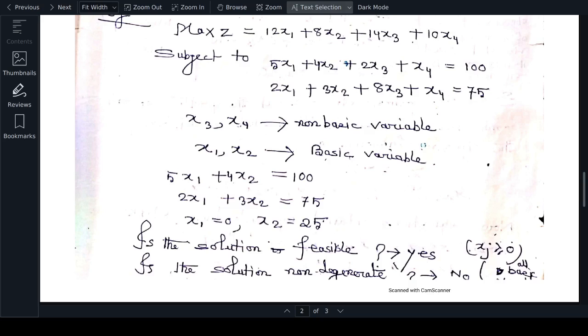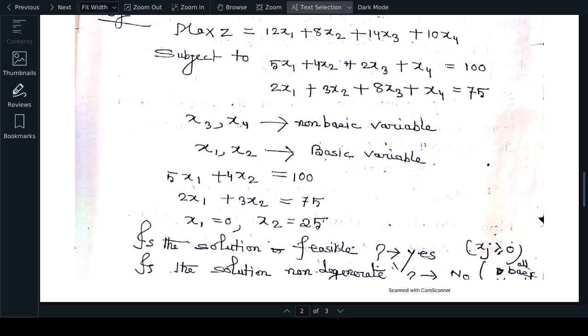So x1 = 0 and x2 = 25. So what does this give us? The first question is, this is a feasible solution. This solution gives us a feasible solution, meaning a basic feasible solution. Feasible means basic feasible. Yes, sir.